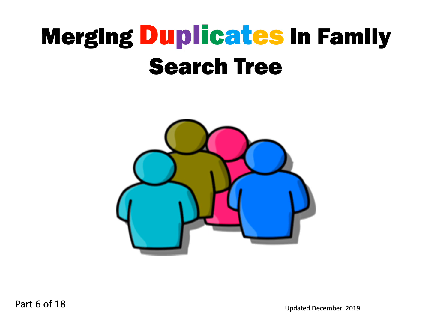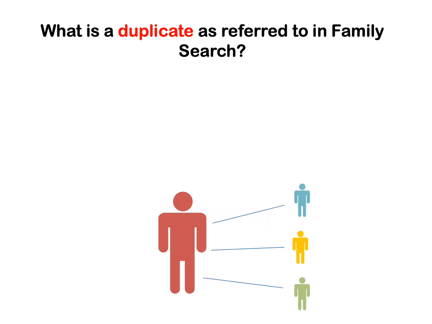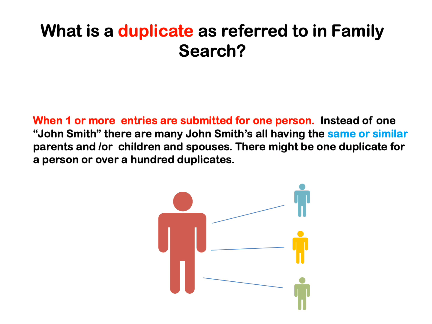Merging duplicates in the FamilySearch tree. What is a duplicate as referred to in FamilySearch? When one or more entries are submitted for one person. Instead of one John Smith, there are many John Smiths, all having the same parents and/or children and spouses.